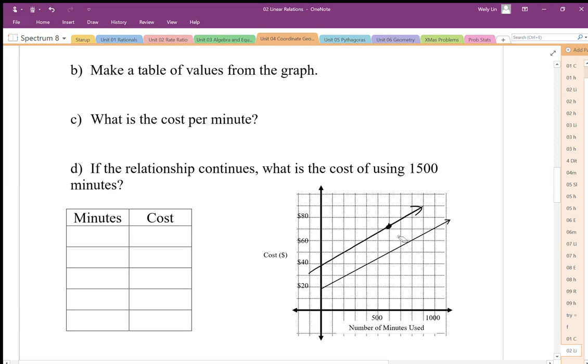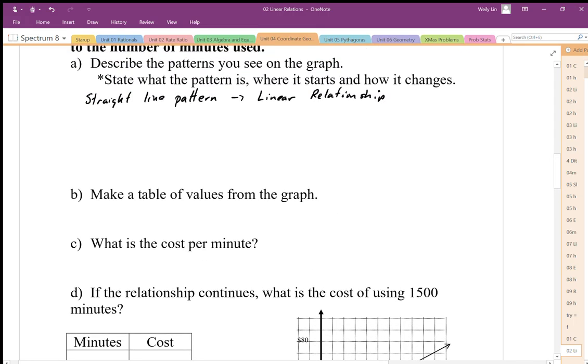One point that is easiest to keep track of is what we call the y-intercept, or we'll call it the starting point as well, because that's essentially where this pattern starts. It starts at 0 minutes and it goes up from there. So when we describe this pattern, that's a convenient place to start. I'm going to say in words it starts at $20.